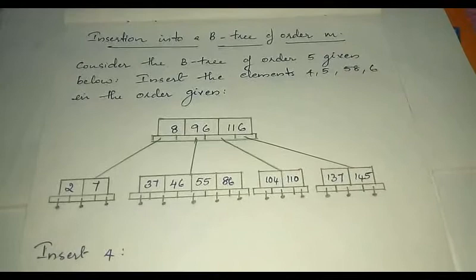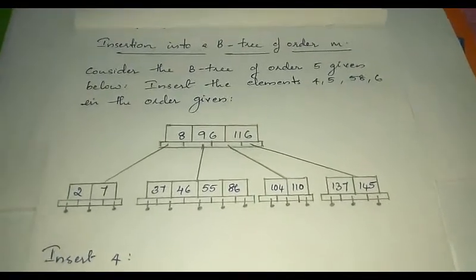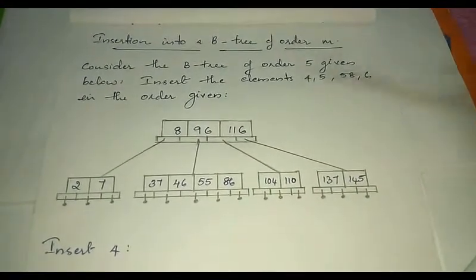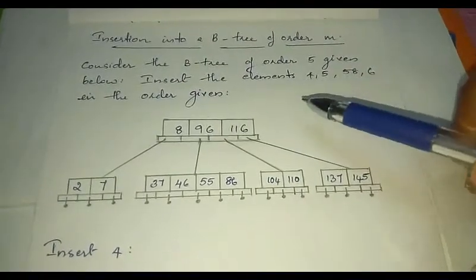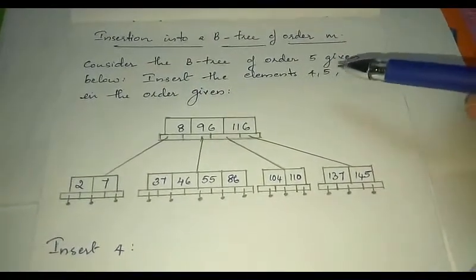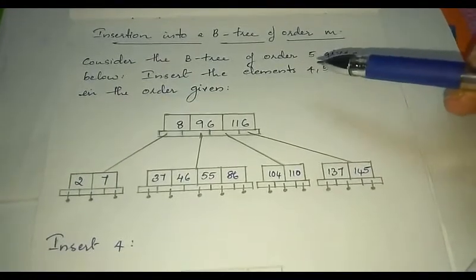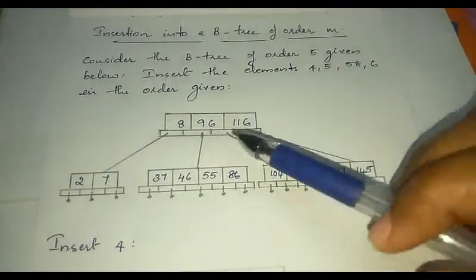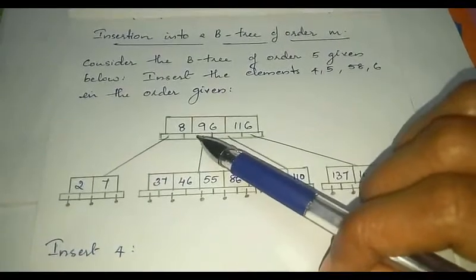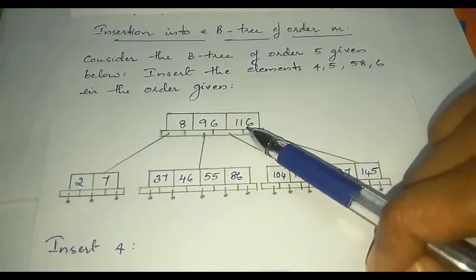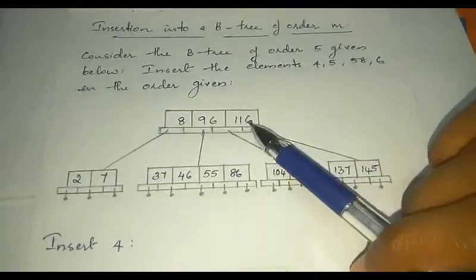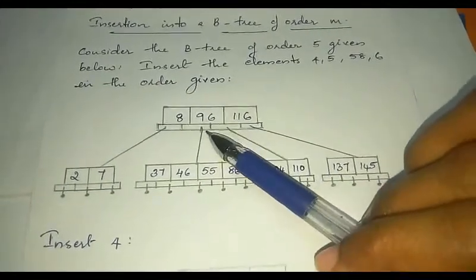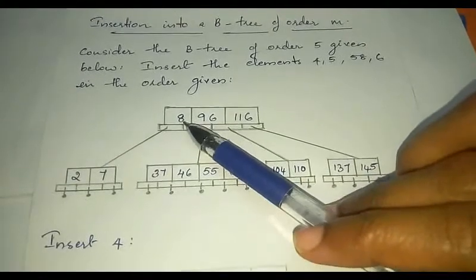Okay, let's start with the first element, that is 4. Since a B tree is a search tree, when we try to insert an element, we start from the root and check the values in the root. Here we have 3 key values, arranged in ascending order so that it will be easy for us to search. So let's start from the first value.